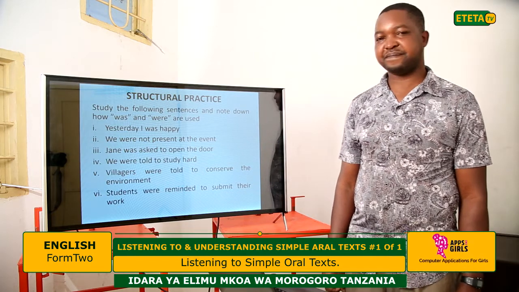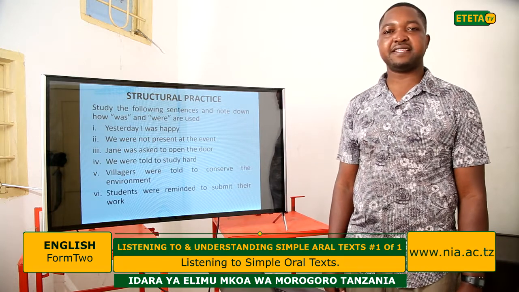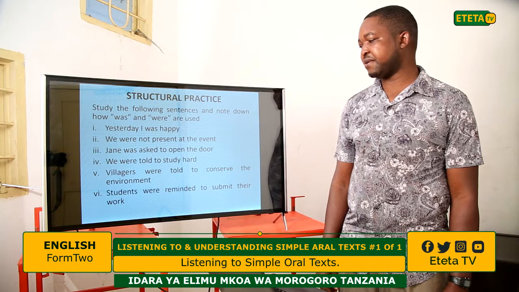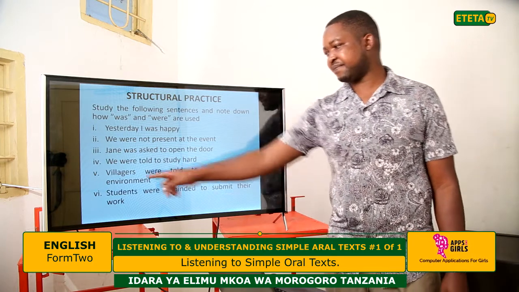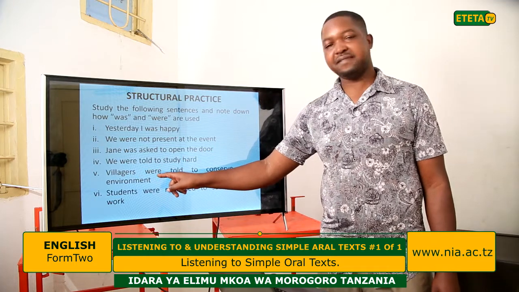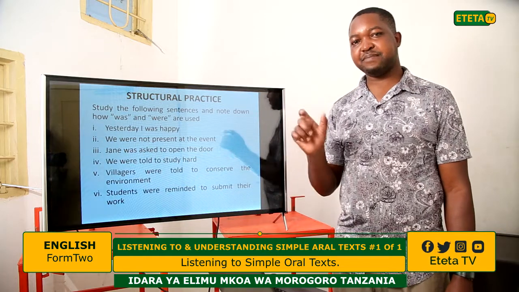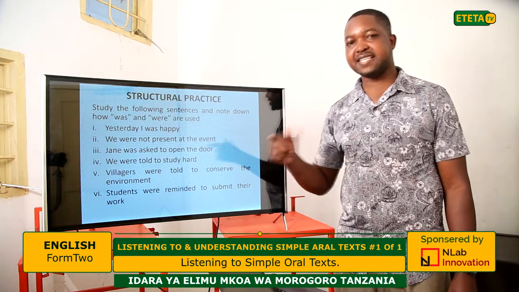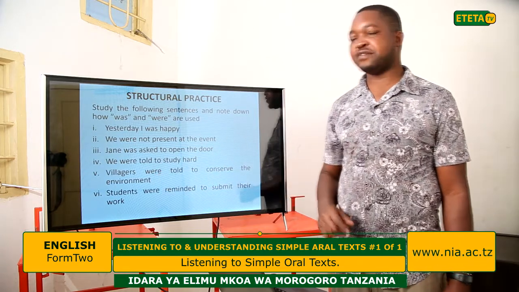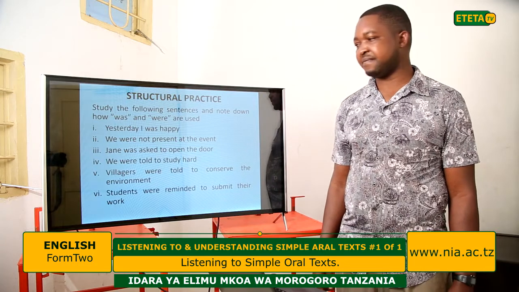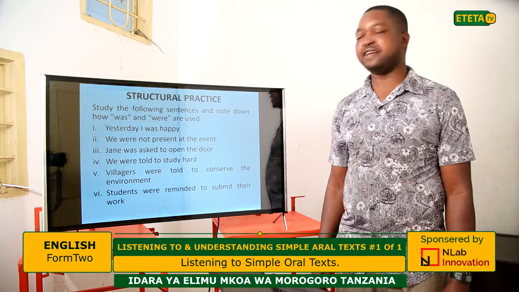Roman 5. Villagers were told to conserve the environment. Take note of this. Were, the helping verb. Villagers, it is in plural. As you can see, villagers is in plural. And therefore the helping verb, it's obvious that it will be the word were. Villagers were told to conserve the environment.